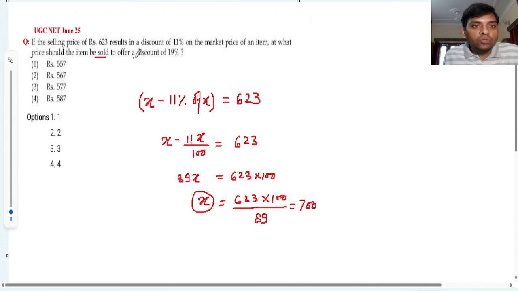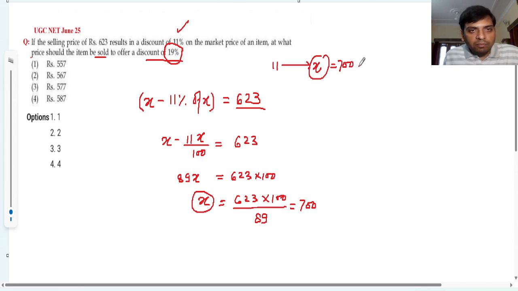Now at what price should the item be sold to offer discount of 19%? इसका मतलब ये पहले जो हम डिस्काउंट दे रहे थे एक्स पे वो दे रहे थे 11%, तब प्रोडक्ट का प्राइस था 623. अब हम उस प्राइस पे 19% का डिस्काउंट देंगे तो उसका प्राइस कितना होगा. तो सबसे पहले हमने क्या किया, जो हमें फर्स्ट लाइन दे रखी थी 11% वाली, उससे हमने मार्केट प्राइस फाइंड आउट किया. ये x आ गया, x इज इक्वल टू 700. उसके बाद इस x का यानी इस 700 का हमने क्या किया, 19% डिस्काउंट कैलकुलेट माइनस किया.